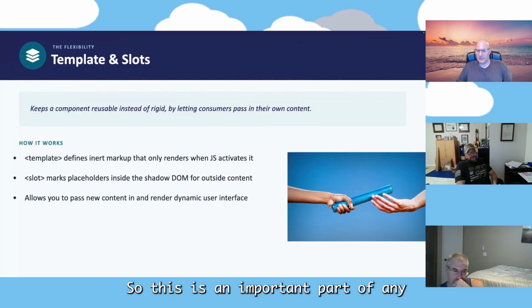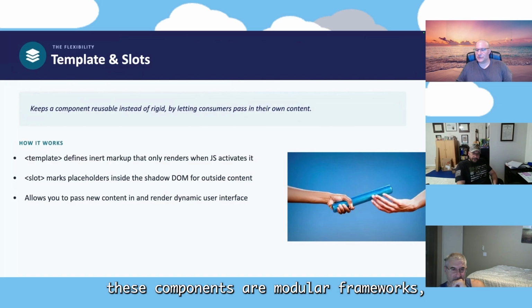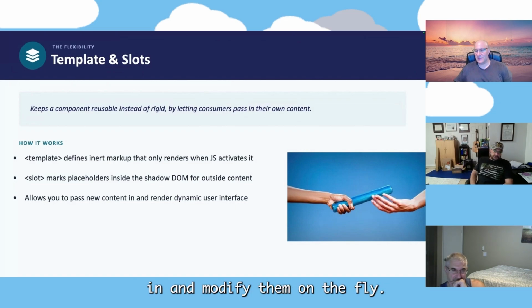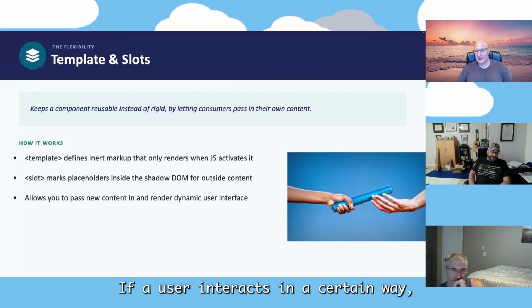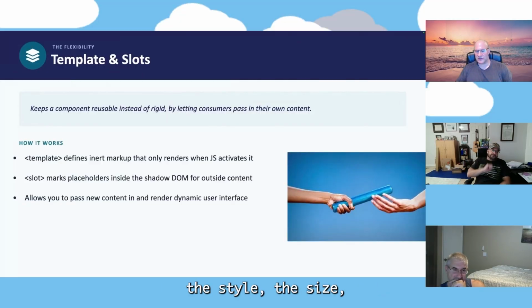This is an important part of something like React or these component or modular frameworks: you can always pass things in and modify them on the fly. If a user interacts in a certain way, clicks a button, does whatever, it can go out, grab information from somewhere, pull it into your component, and change it on the fly. Change the color, the look, the style, the size, anything you could think of.